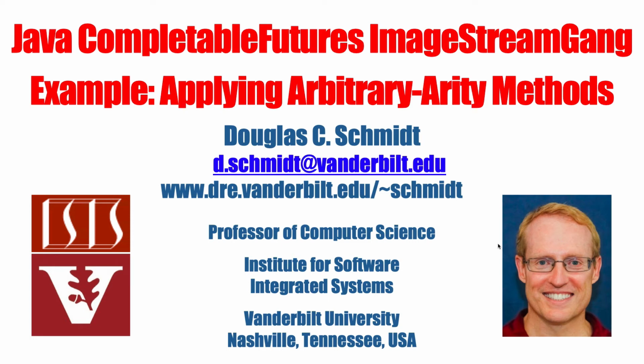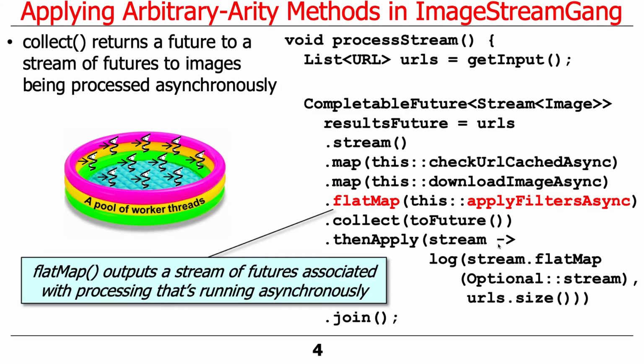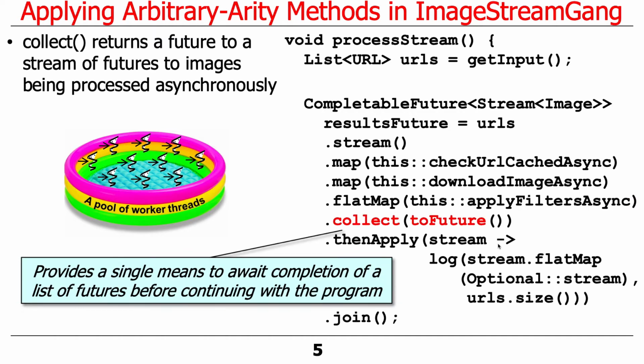All right, so the last big piece of the puzzle here is the arbitrary-arity methods, which is kind of a mouthful, and that's just a long way of saying allOf or anyOf. Obviously, we're going to focus on allOf here. So if you recall, flatMap returns this stream of completable futures for processing that's taking place asynchronously. And then we're going to have a single way of waiting for the completion of all those completable futures before continuing on with the rest of the program.